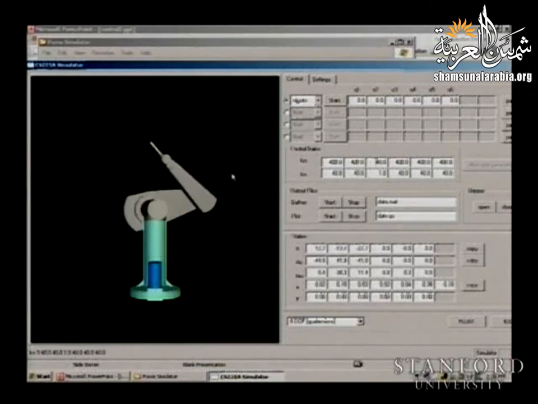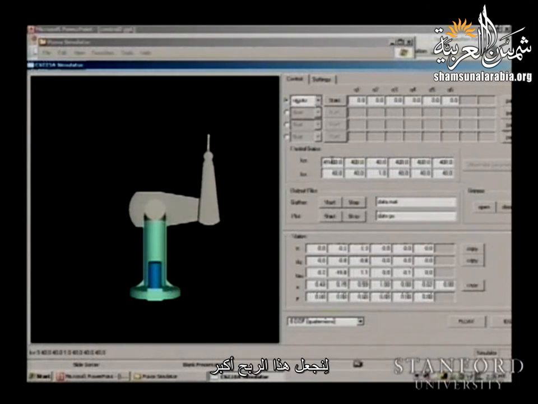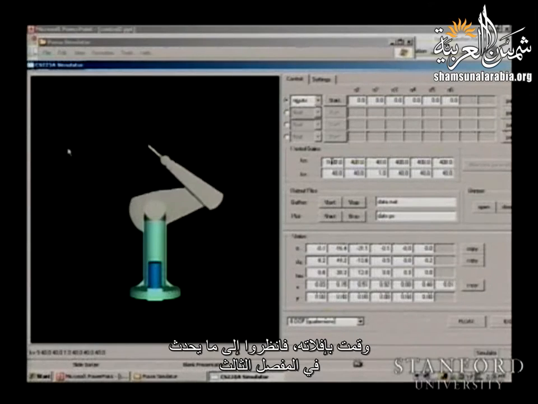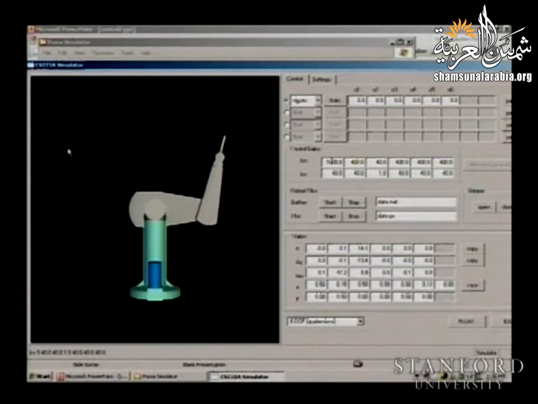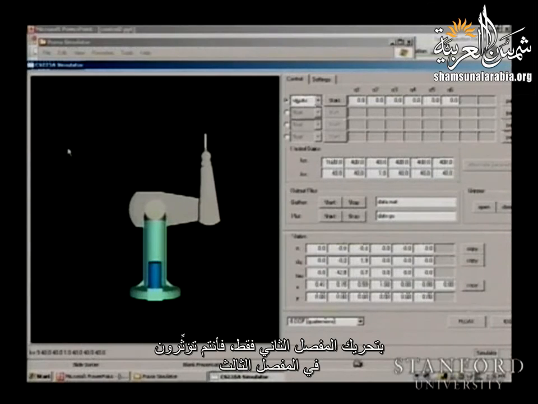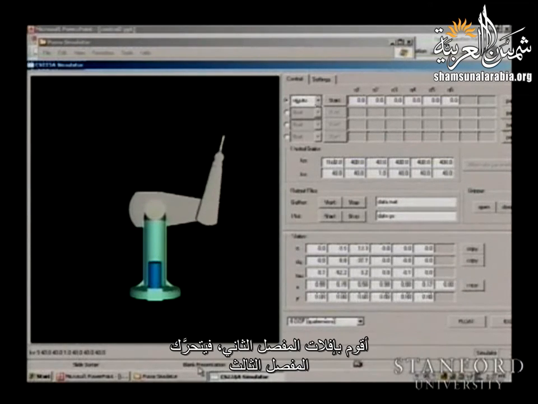In fact, you can see there is a lot of coupling. I move just one joint and everything else is moving. Let's make this gain bigger. This is joint one. So if I pull on joint two and release, look at joint three, what is happening? So there is an inertial coupling coming from joint two on joint three. Just by moving joint two, you are affecting joint three. You can see, again, joint two, release, and joint three is moving.